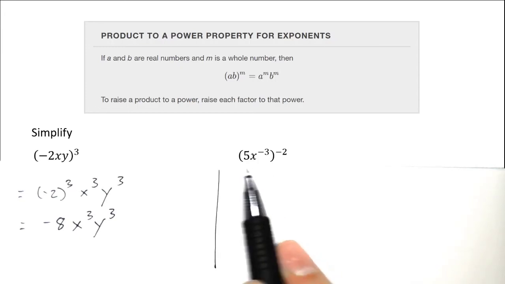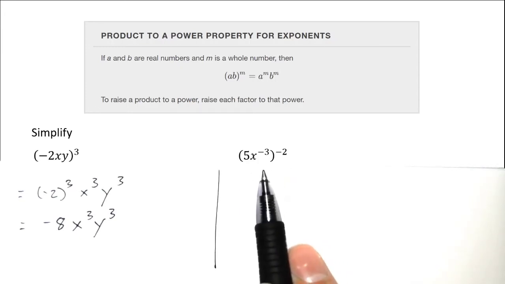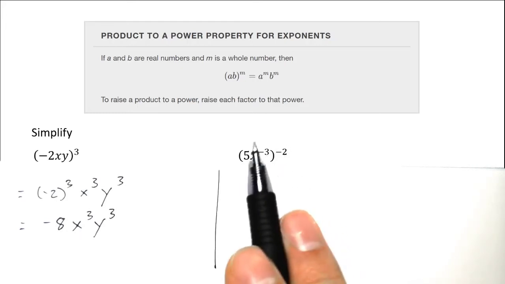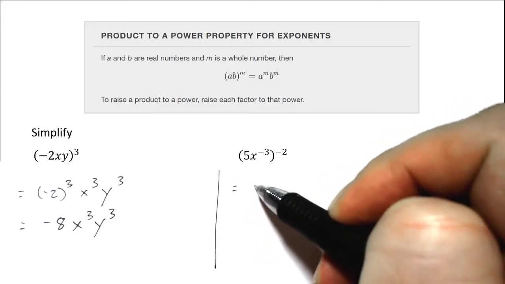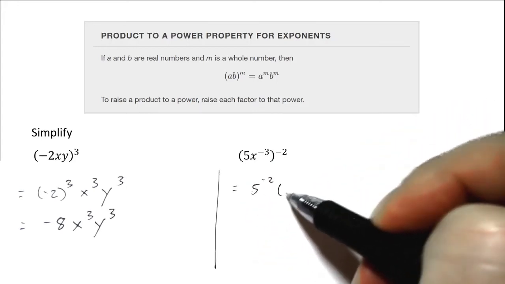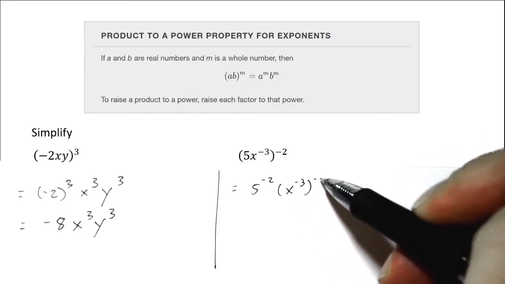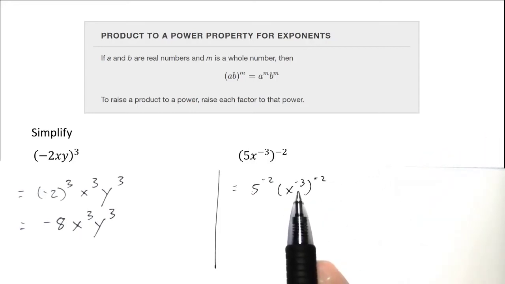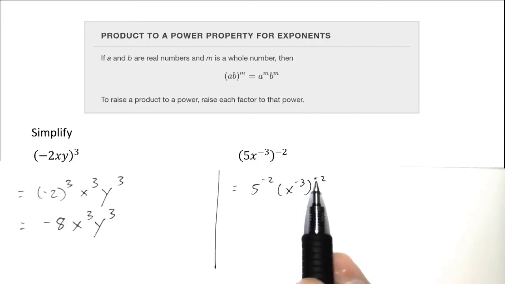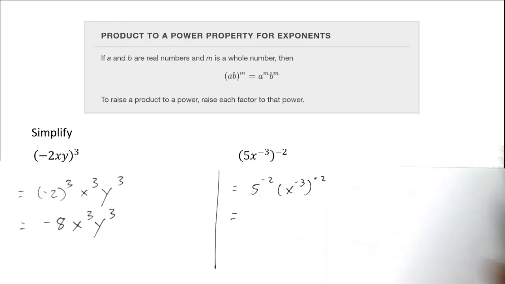All right, next up we have this guy over here. Let's see, we had a product, 5 times x to the -3, so we distribute this exponent across the product. So this is going to become 5^(-2) and (x^(-3))^(-2). Notice I put parentheses here so that I know that I'm not subtracting -3 minus 2, I'm raising that to a power. The parentheses are important.